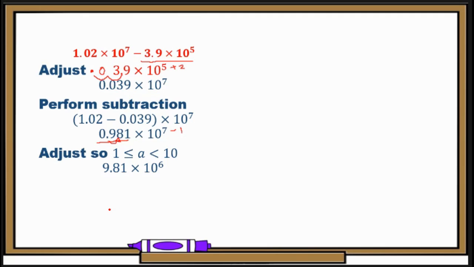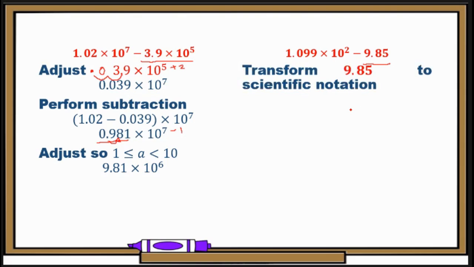Let's do another one. This is our number. 1.099 times 10 raised to the power of 2 minus 9.85. Is it possible to apply subtraction? Yes, it is possible. How? We have to transform 9.85 into standard scientific notation. How do we do that?